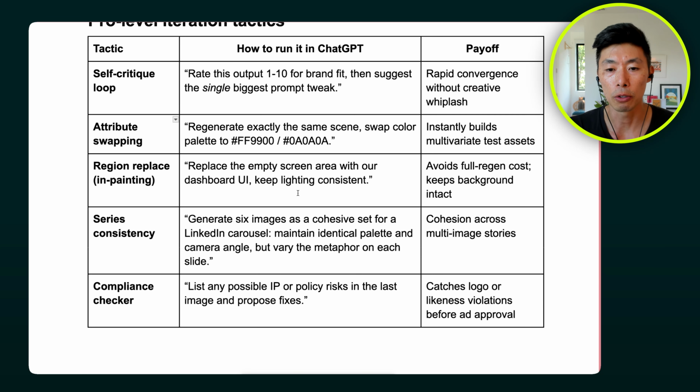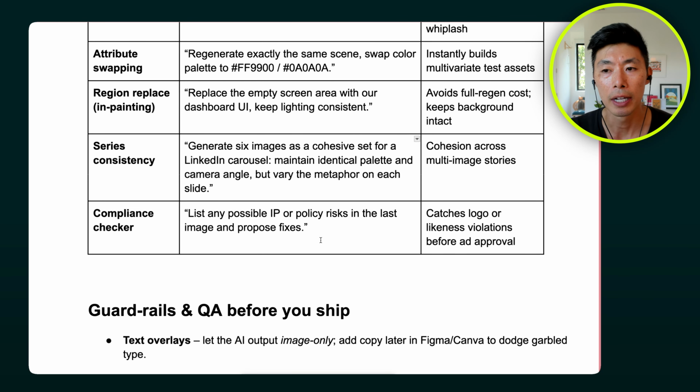Another thing is if you are creating a series of images for a carousel, you can say maintain identical palette and camera angle, but vary the metaphor on each slide. Something like that would be helpful for a carousel. Legality and compliance is something that is very important, of course, when you're working with AI. List any possible IP or policy risks in the last image and propose fixes. That's something you may want to do as you're running through it if you are using this for commercial purposes. I don't necessarily have that concern, but it is something you might want to consider.